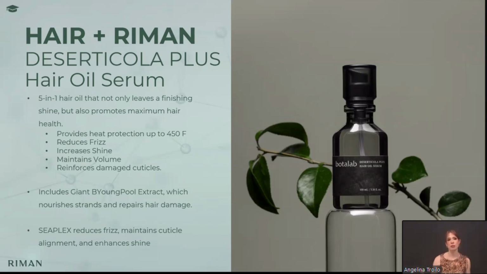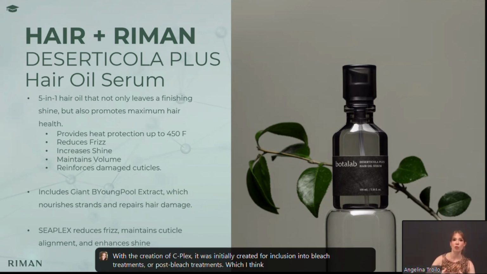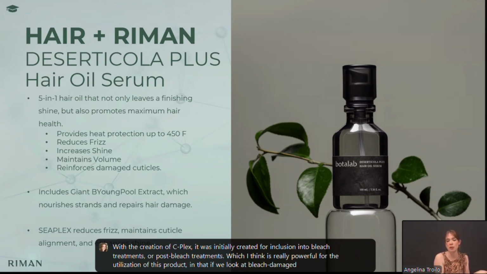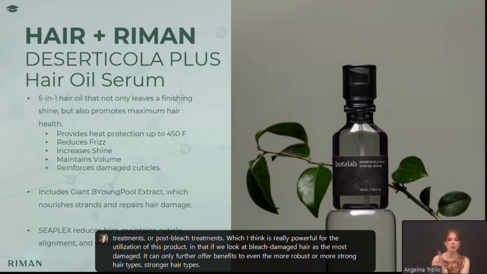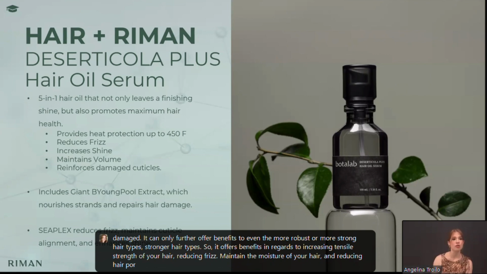But with the creation of C-Plex, it was initially created for inclusion into bleach treatments or post-bleach treatments, which I think is really powerful for the utilization of this product, in that if we look at bleach damaged hair as the most damaged, it can only further offer benefits to even the more robust or stronger hair types. So it offers benefits in regards to increasing tensile strength of your hair, reducing frizz, maintaining the moisture of your hair, and reducing hair porosity. So reducing that capability of hair to absorb water. All of this while, of course, enhancing shine.